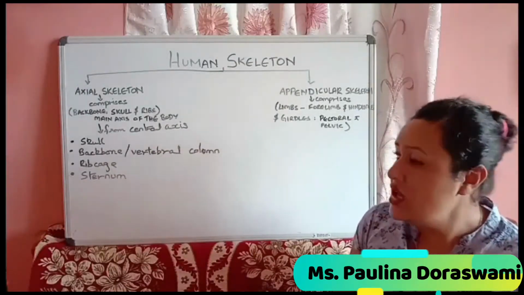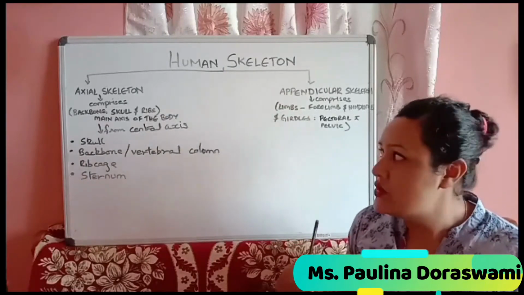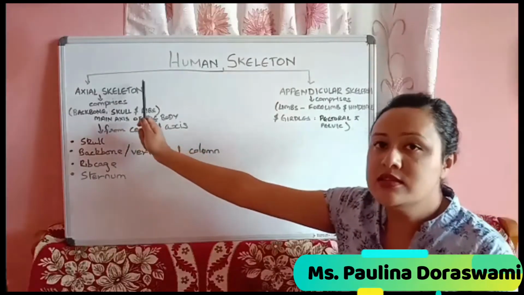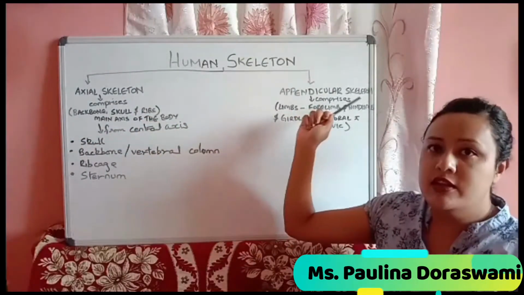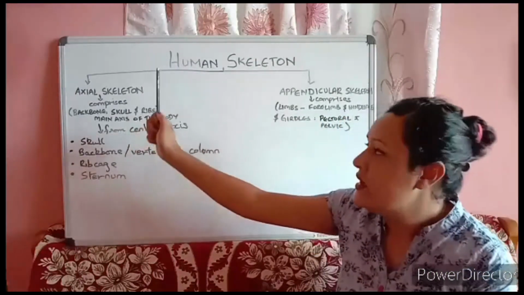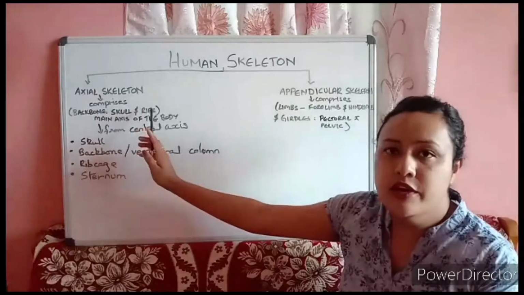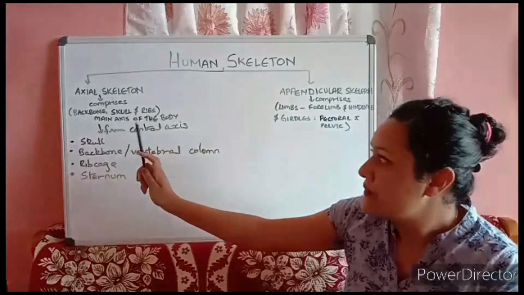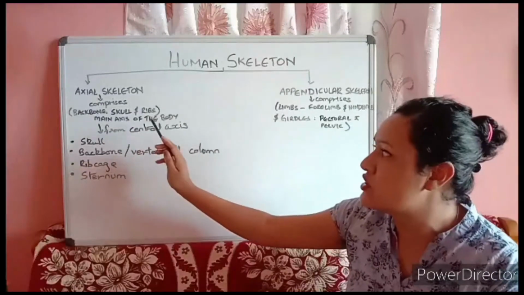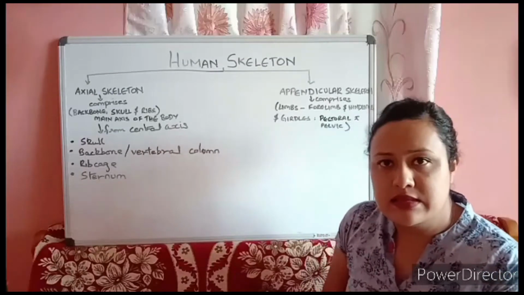The topic that we are going to discuss today is the human skeleton. Now you need to understand the human skeleton. It is divided into two parts: the axial skeleton and the appendicular skeleton. The axial skeleton comprises your backbone, skull and the ribs. This axial skeleton forms the main axis of your body, your central axis.